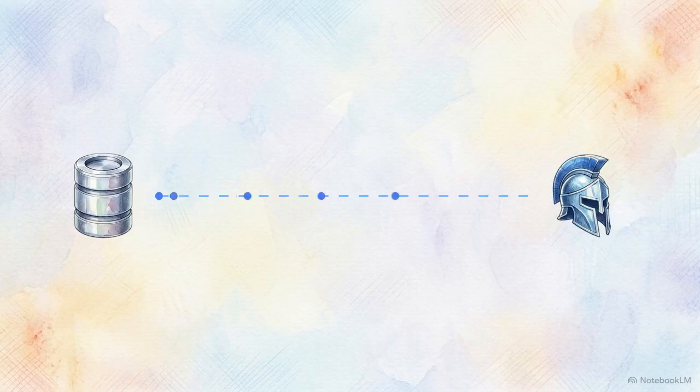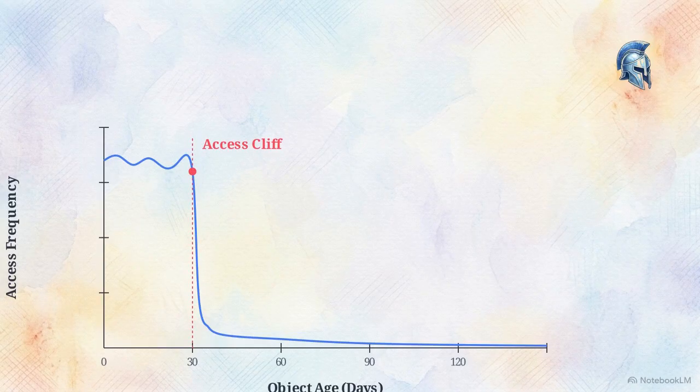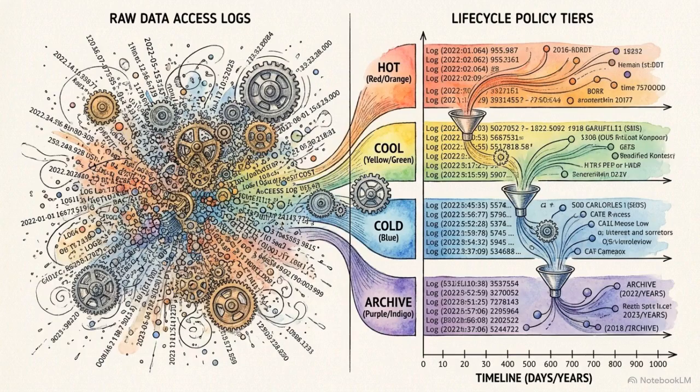By querying this data with Athena, engineers can visualize exactly when access frequency drops off, for instance, identifying a sharp decline in requests after 30 days. This telemetry provides the evidence needed to align lifecycle rules with actual object access patterns.